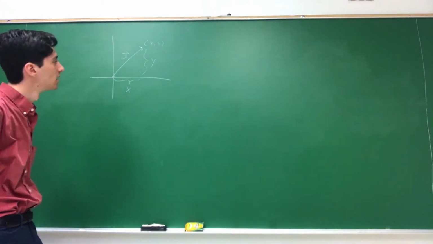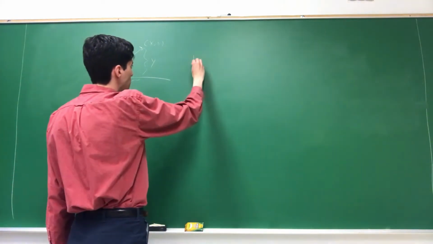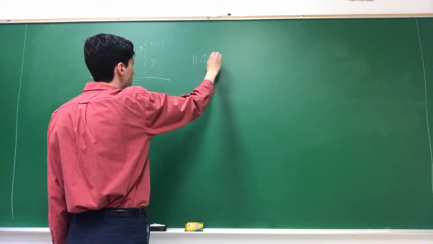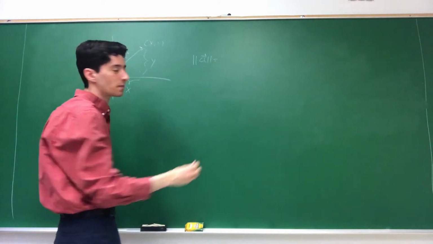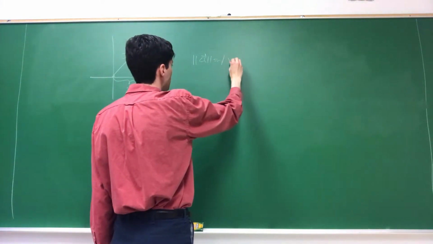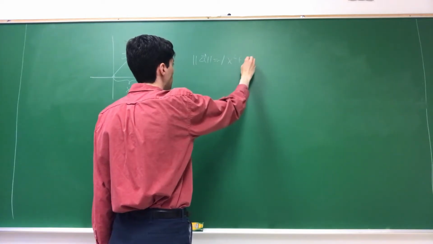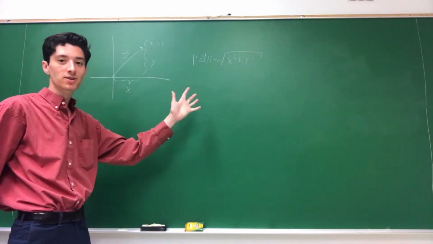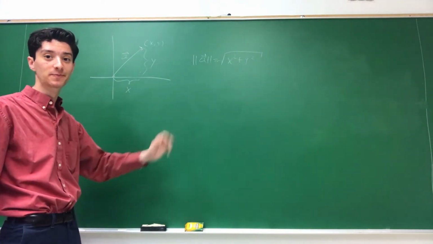then we can say the length of A, which we will denote using these double lines, is equal to the square root of x squared plus y squared. And we can see this follows from the Pythagorean theorem.